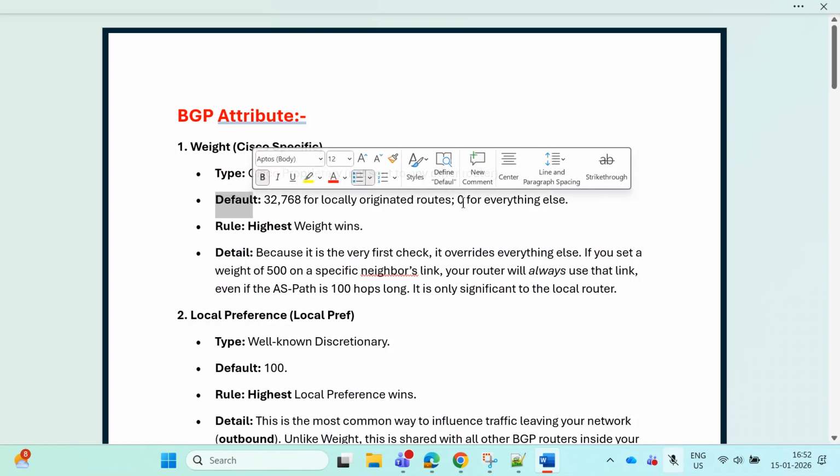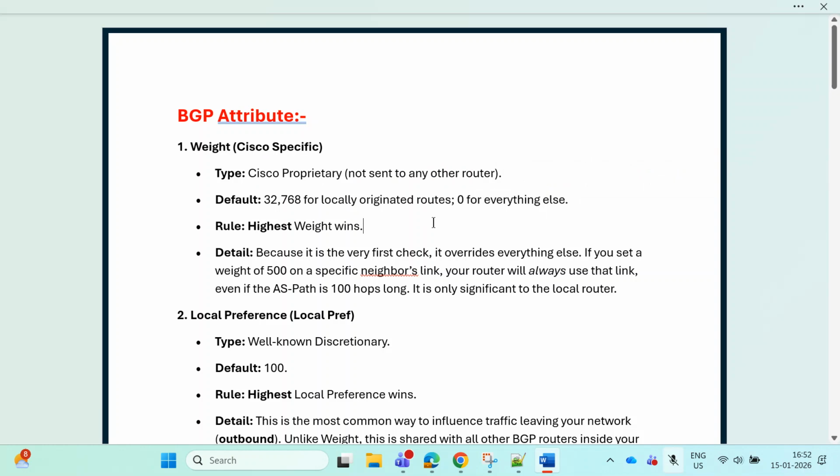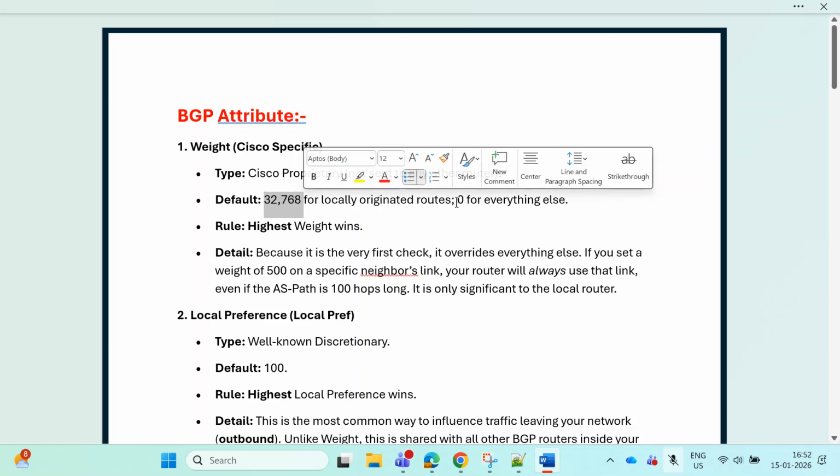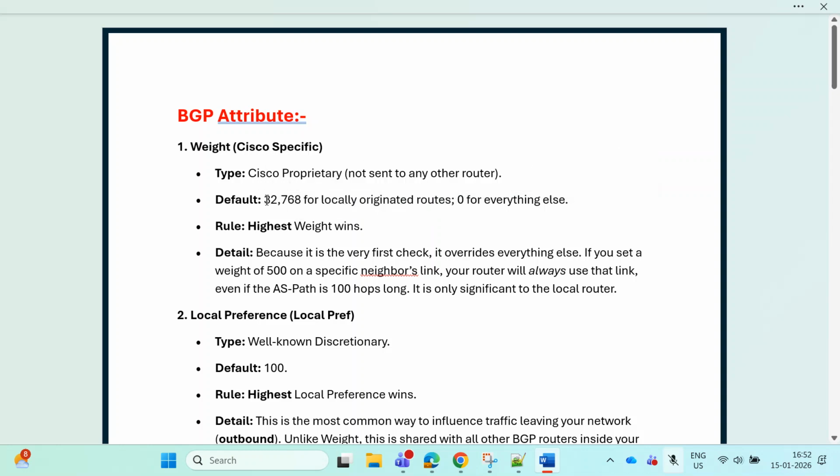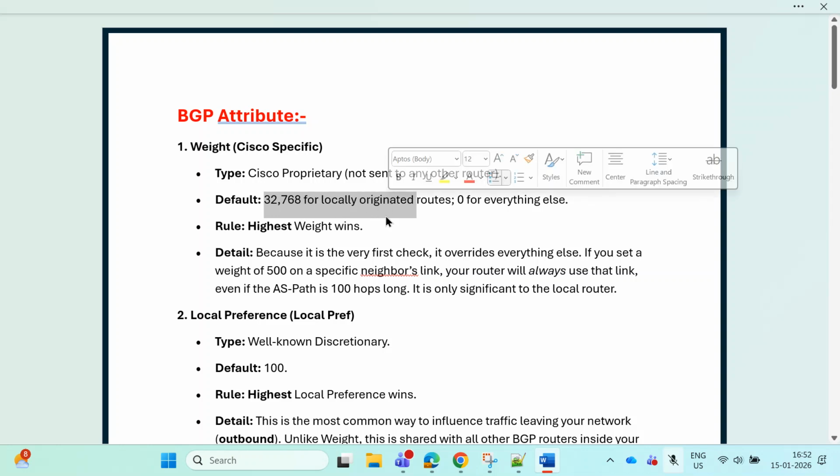By default it is zero, but 32768 for the locally originated route, it mentioned, right? So that means a locally originated route is always preferred. That is what it is saying, right?